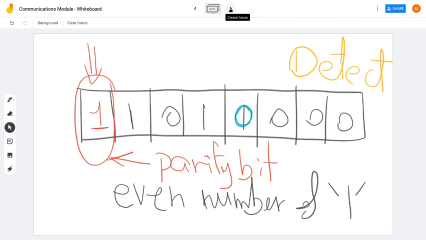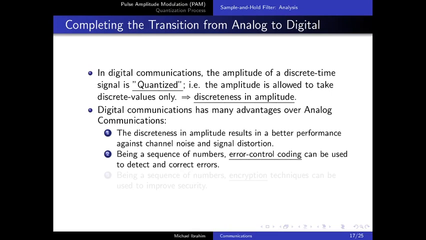So one advantage, the second advantage of digital communication is that we can use what's called error control coding. It's a kind of mathematical operation that will be performed on the message before transmission, and then at the receiver it will be repeated again, and the two results will be compared. If they're the same, more or less, then we will have the same message and no errors. But if they are different, we can detect that we have an error, and sometimes correct the error.